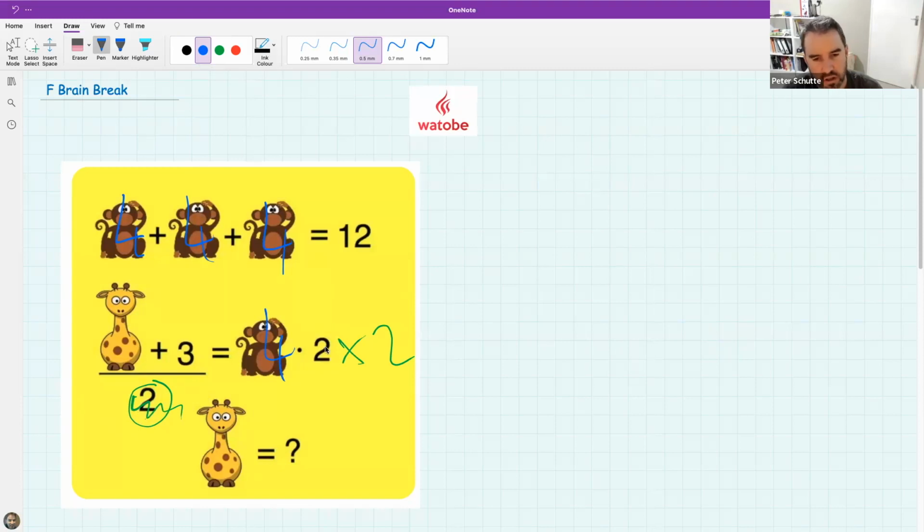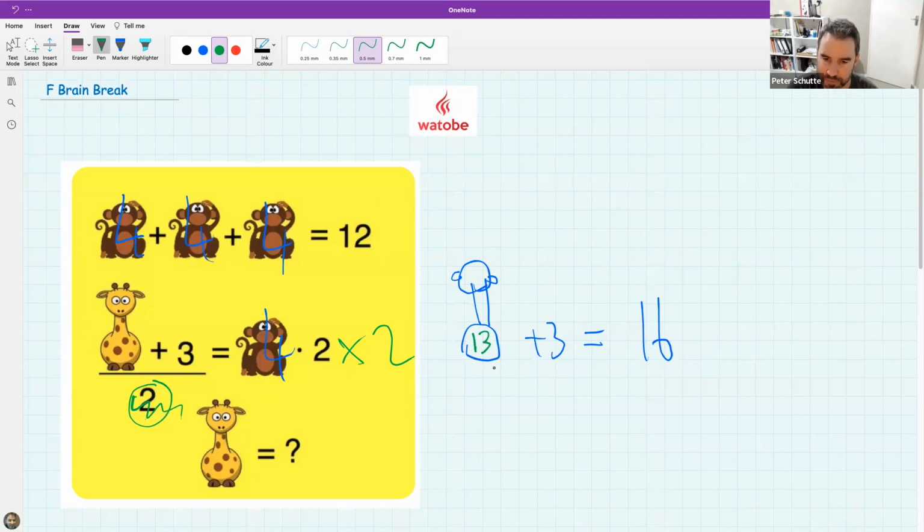So I think 2 times 2 is 4 times 4 is 16. So a giraffe plus 3, I shouldn't even try and draw a giraffe, but anyway, equals 16. So what is my giraffe going to be? Okay, so something plus 3 is 16. That something has to be smaller. And so I think that something is going to be 13. And so a giraffe is equal to 13.